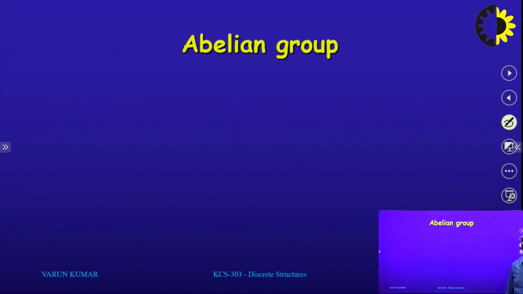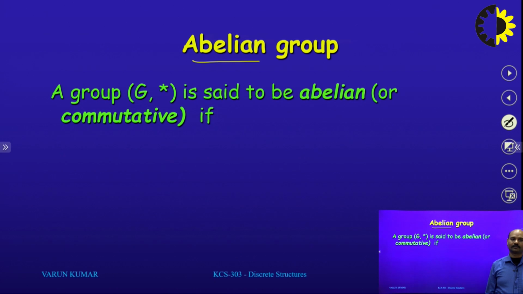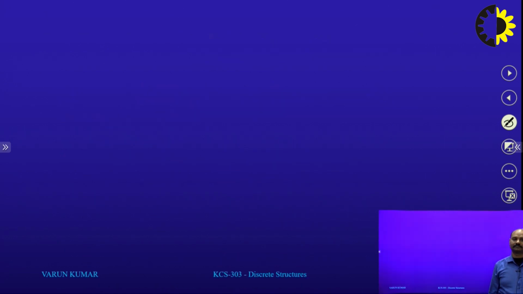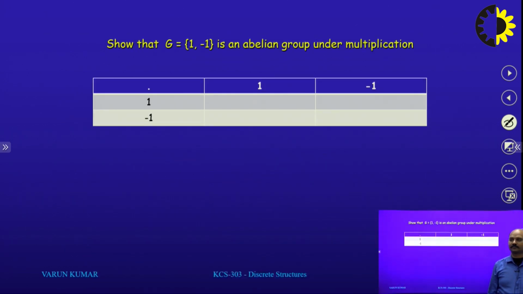And what is an abelian group? For an abelian group, the word abelian means property number 5, that is commutative. It means an algebraic structure which follows the commutative property is abelian. And a group follows the 4 properties, that is closure, associative, identity, and inverse.